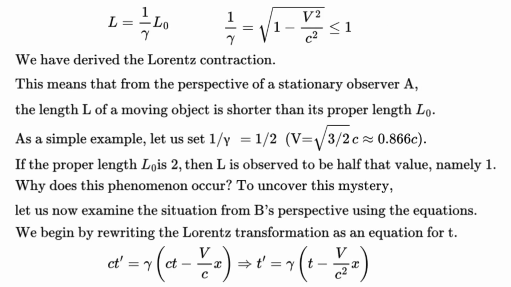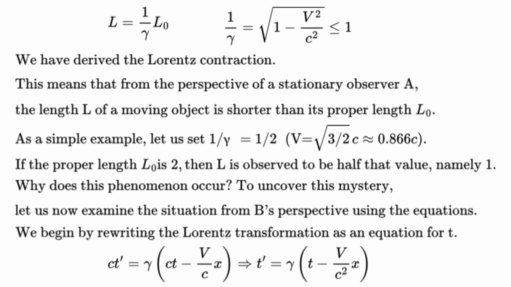We have derived the Lorentz contraction. This means that from the perspective of a stationary observer A, the length L of a moving object is shorter than its proper length L naught. As a simple example, let us set 1 over gamma equals 1/2. If the proper length L naught is 2, then L is observed to be half that value, namely 1. Why does this phenomenon occur?